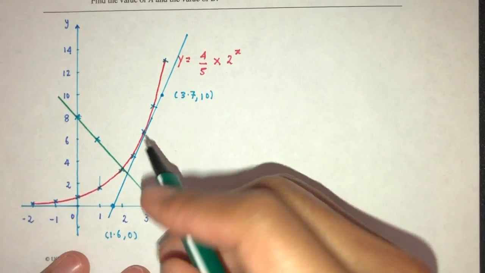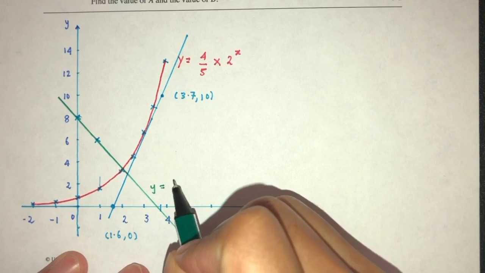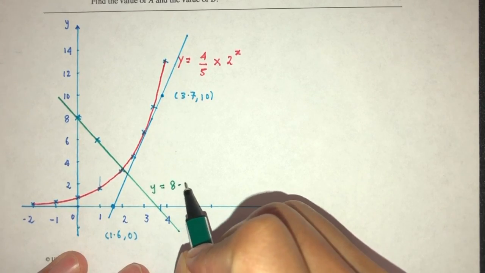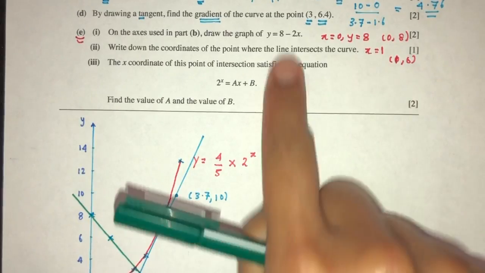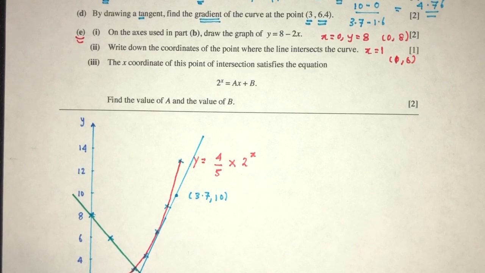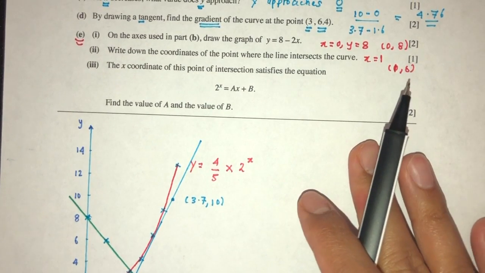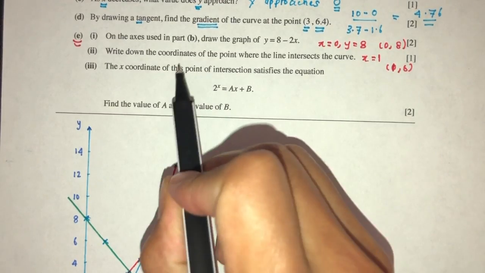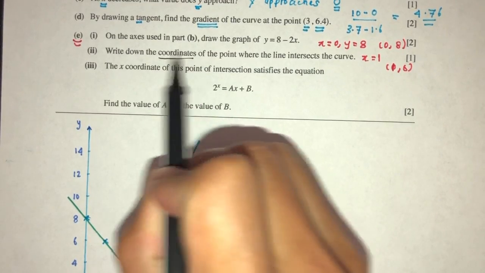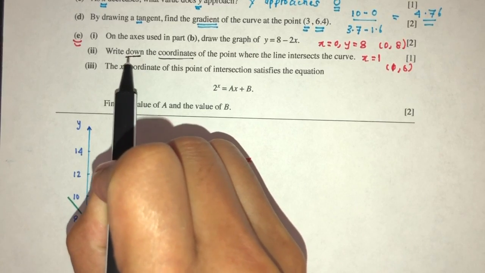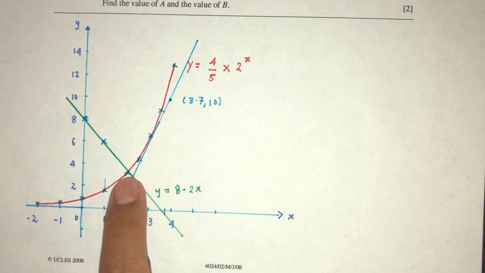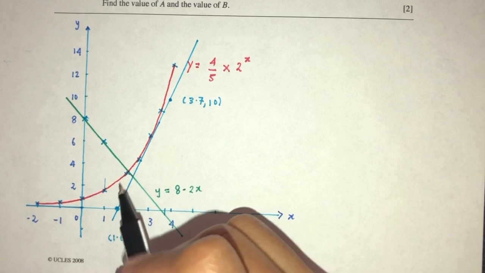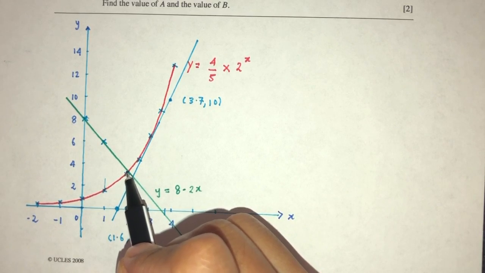You of course have to label this as y is equal to 8 minus 2x from the question. Now for part 2, we have to write down the coordinates of the point where the line intersects the curve. So write down again, because on the graph usually you will have a point of intersection, which will definitely show to be exactly where it is.